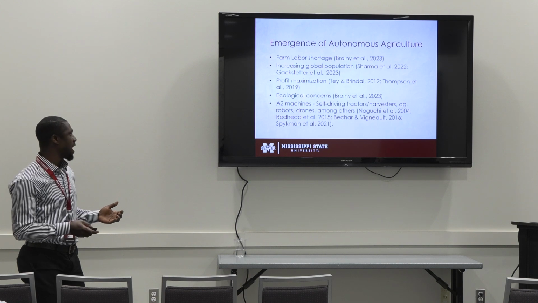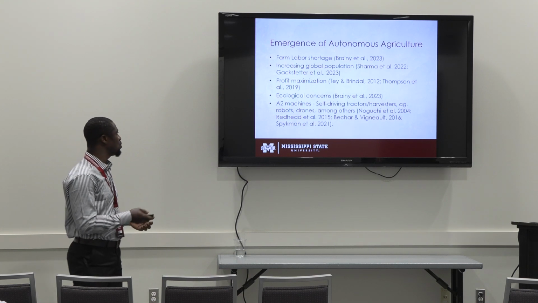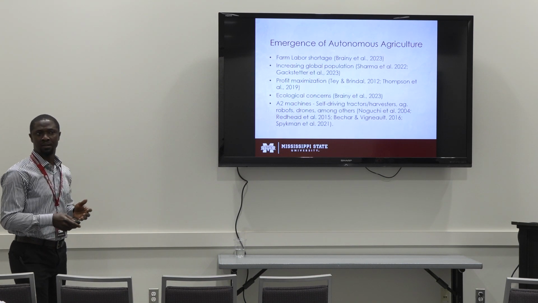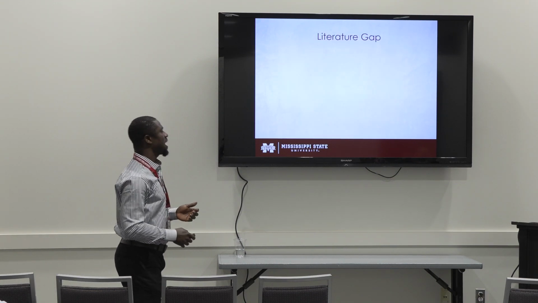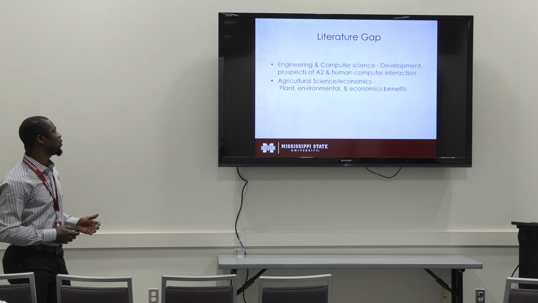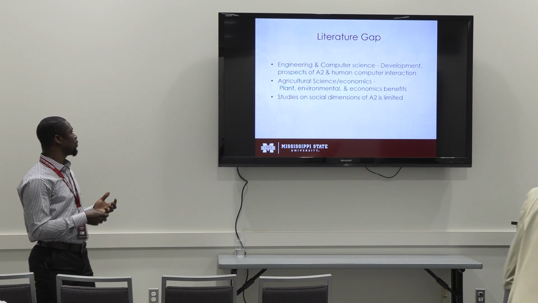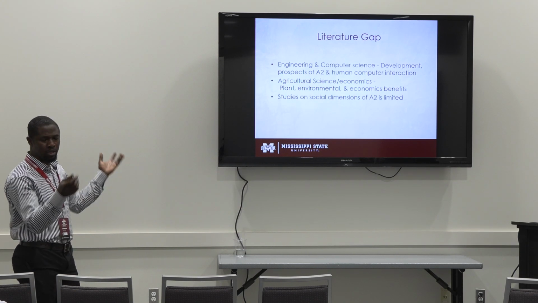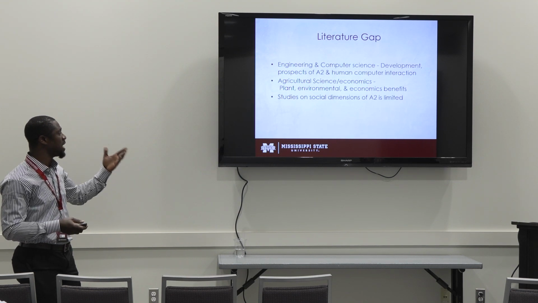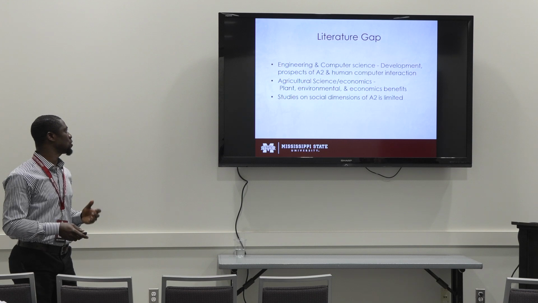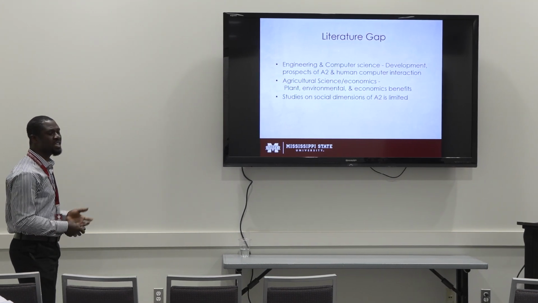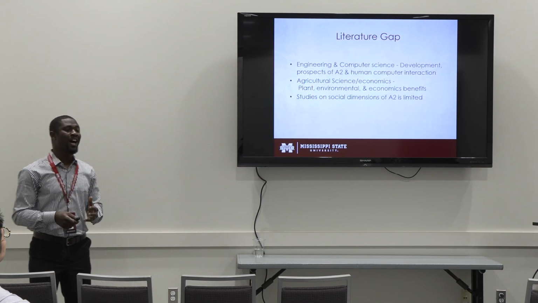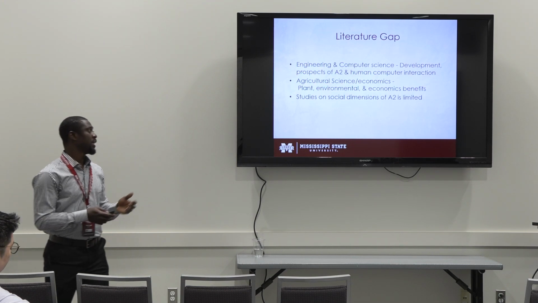Now, when we talk about autonomous agriculture technology, we are talking about machines, for example, self-driving tractors, harvesters, agricultural robots, drones, among other technologies that we already know. As far as knowledge about this technology, we know that the development and prospect of autonomous agriculture, as well as human-robot interaction, has been well researched. Research is going on in the fields of engineering and computer science, while agricultural science and agricultural economics focus on the plant, environmental, and economic benefits of this technology. However, studies on the social dimensions of autonomous agriculture are lagging.